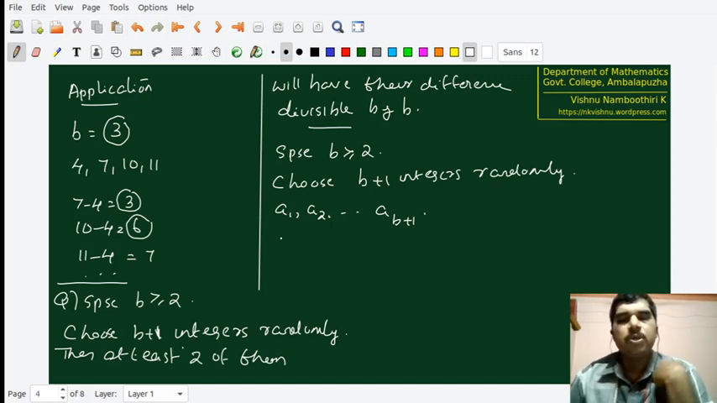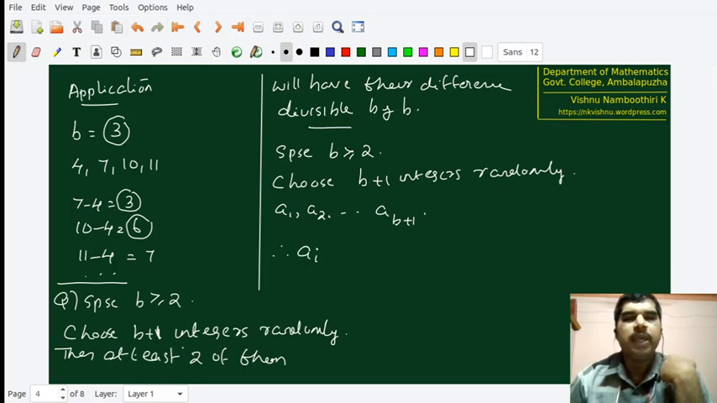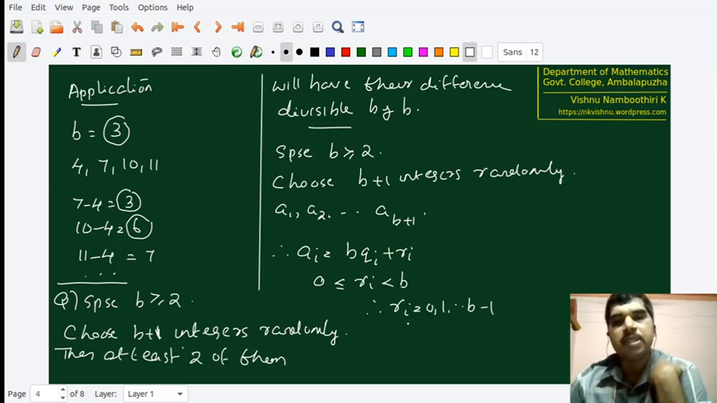So to observe this, just remember that we have b plus 1 integers, and if we divide each of these numbers by b, then we will get remainders from 0 up to b minus 1. Therefore, if ai we write as b qi plus ri, the ri's are going to lie between 0 and b. Therefore, ri can be 0, 1, etc., b minus 1. So how many possibilities are there altogether? There are only b possibilities.